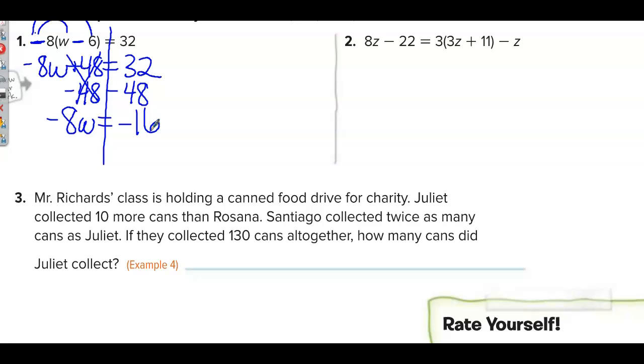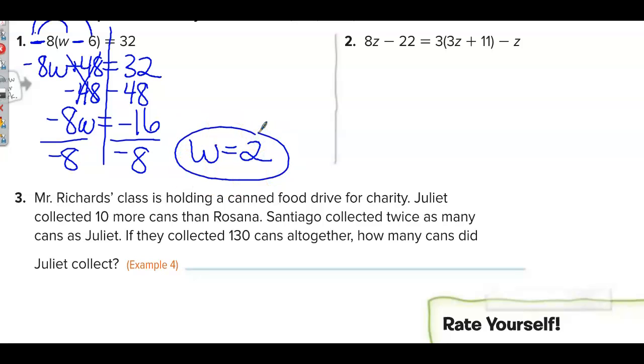Good. Dividing by -8, our answer should be 2. Very good, because a negative divided by a negative is a positive. Make sure you noted that. All right, number 2, I'm going to rewrite over here because it looks like I don't have anything to do on this side. But, Abrielle, what do I need to do on this side first?